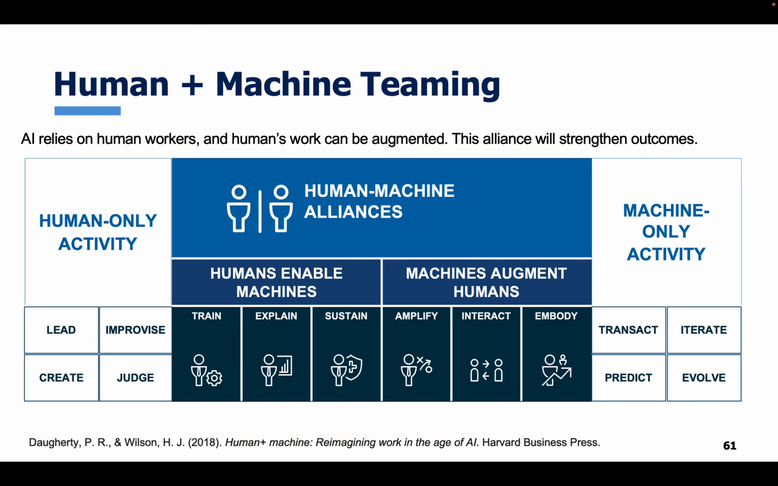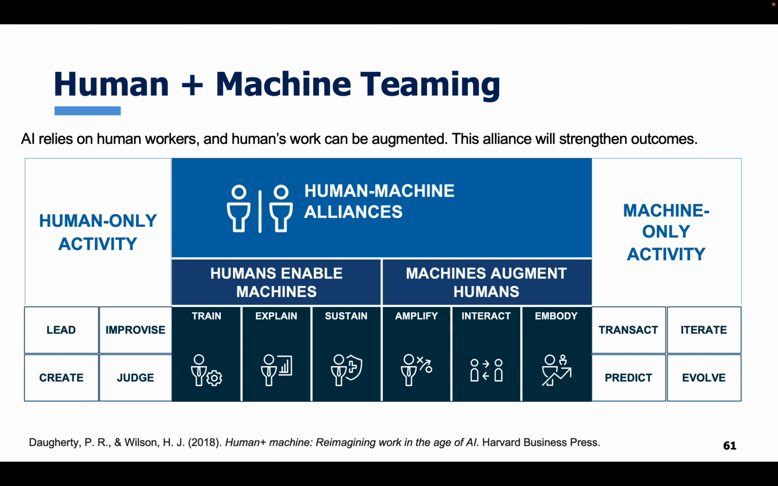We also haven't talked much about human and machine teaming. And I just wanted to show this from a great book by some of my former Accenture colleagues on human-machine teaming. There are some activities that are human only, and there are some activities that are machine only. And we're trying to identify what some of those are, right? Humans are probably leading, creating, improvising, making judgments, whereas machines are doing transactions, iterations, predictions, those sorts of tasks.